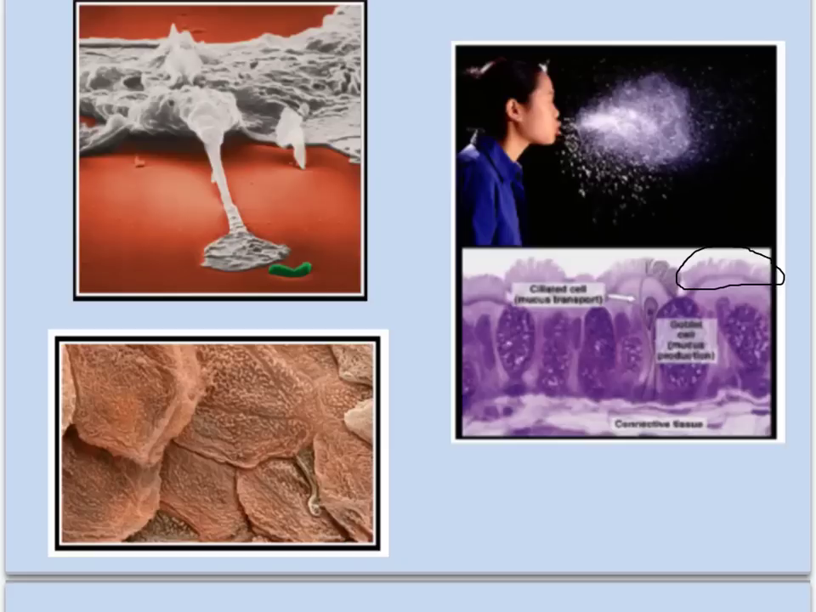The picture on the bottom left, this is what your skin looks like at really, really high magnification. It kind of looks like scales. You can see it is actually a physical barrier to keep bacteria from getting inside.